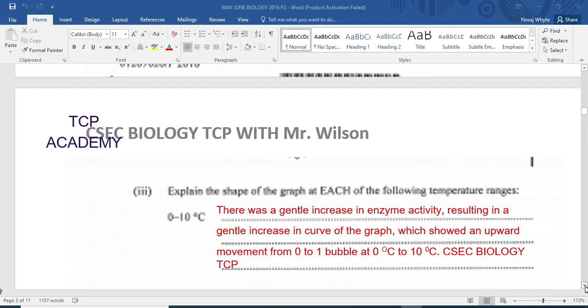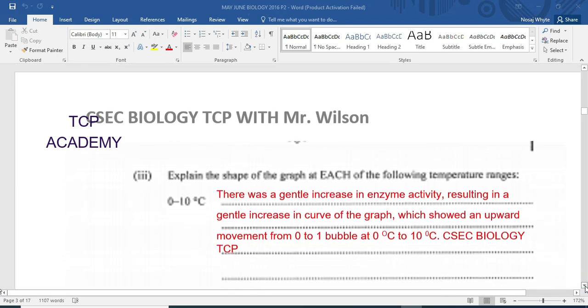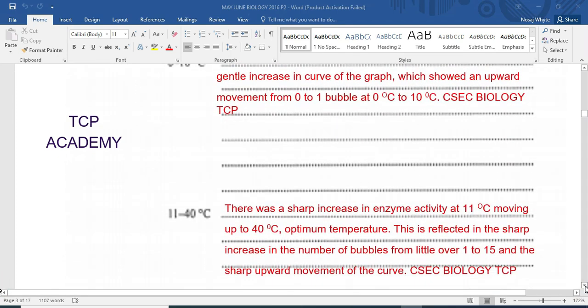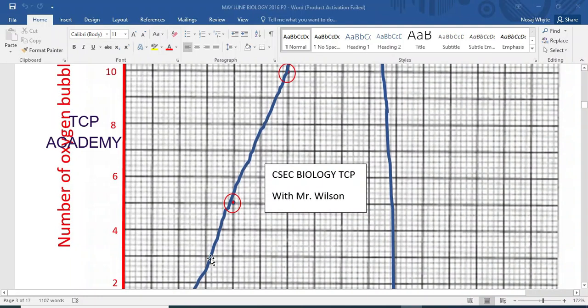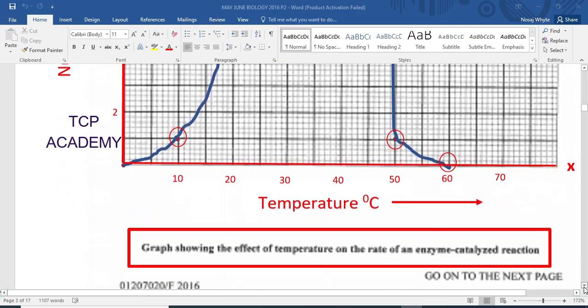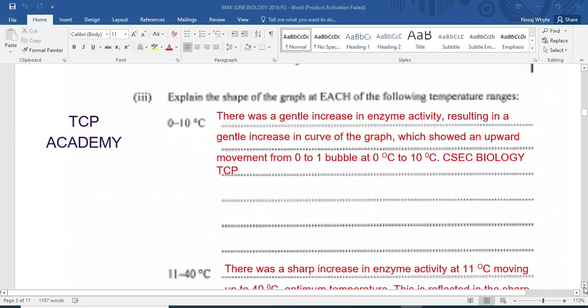We're looking at what is happening and what would have caused that to happen. Let's move on down to the other question. Between 11 and 40, so remember 11 is just 1 block away from 10. Remember the graph we were looking at. There was a sharp increase in enzyme activity. And let's go right back to the graph to look at that sharp increase. So here we're looking at 0 to 10, so let's just start off. But then when we look there, we're seeing something more like an exponential growth. The sharp increase, a diagonal line going up. So we said there, for 11 to 40, there was a sharp increase in enzyme activity.